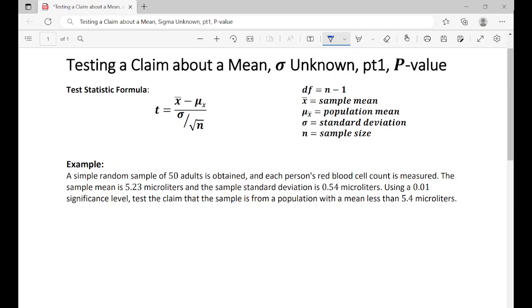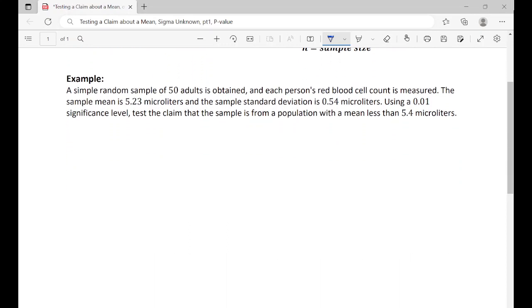So let's look at the first example. A simple random sample of 50 adults is obtained. Each person's red blood cell count is measured. The sample mean is 5.23 microliters, and the sample standard deviation is 0.54 microliters. We're going to be using a 0.01 significance level to test the claim that the sample is from a population with a mean less than 5.4 microliters.